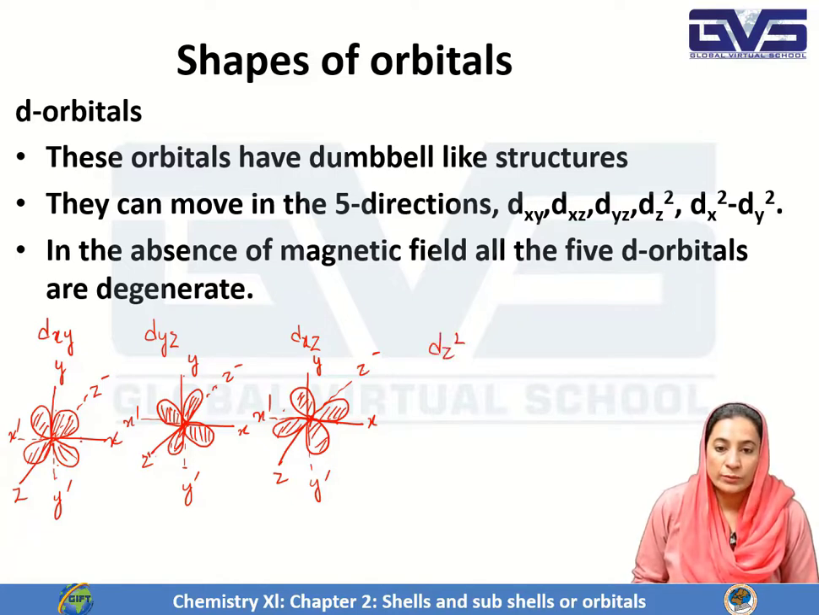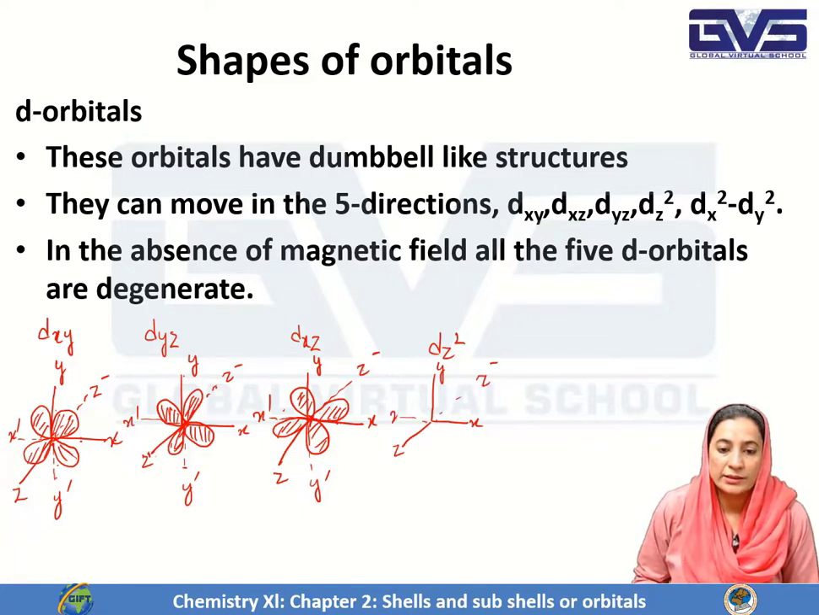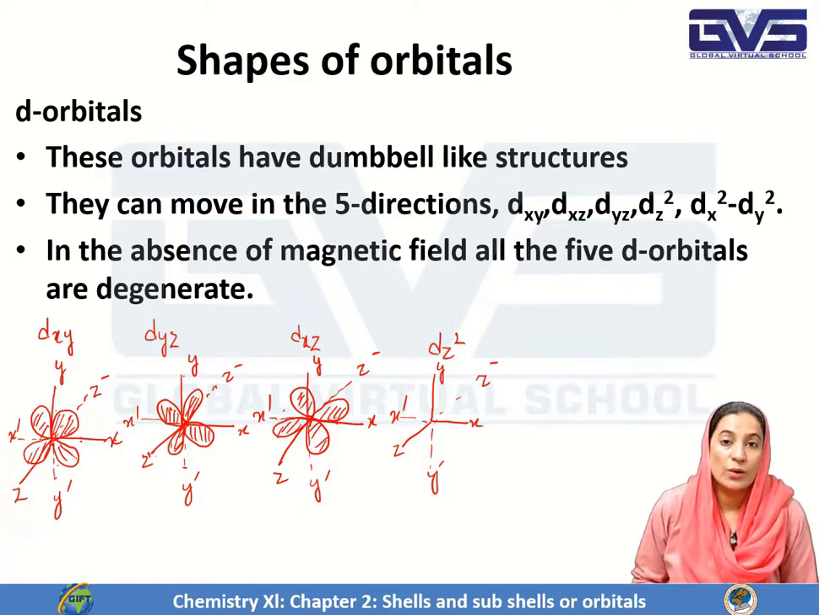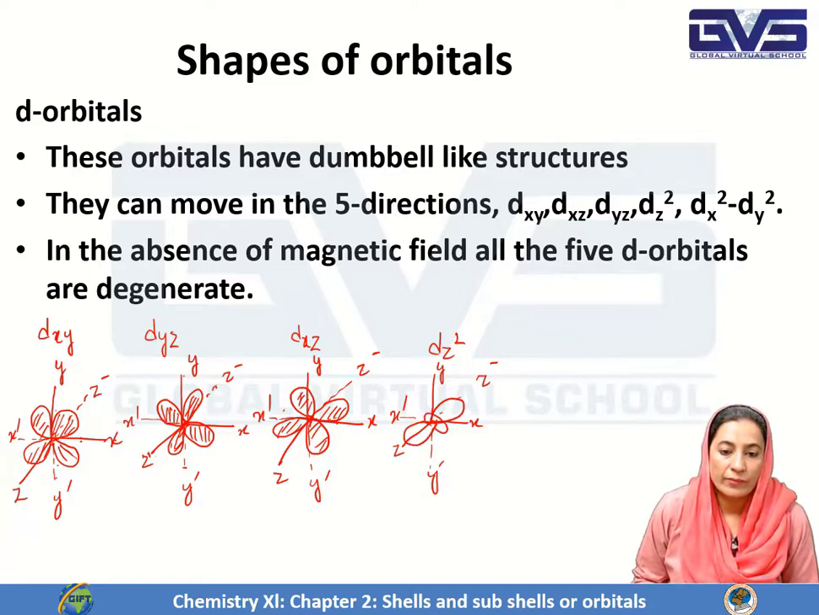While the fourth one, that is dz square, again like x, y and z, and on this is the z dash, x dash and y dash. In this case it is different from the previous three. Now the dumbbell is on the z axis, and it is extended between the center like this one. So electrons revolve in this way.